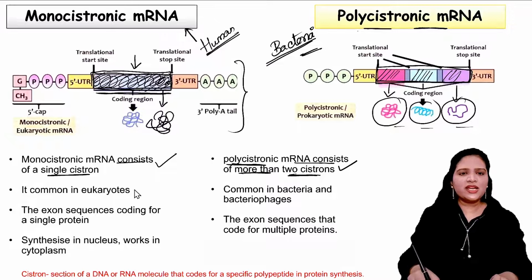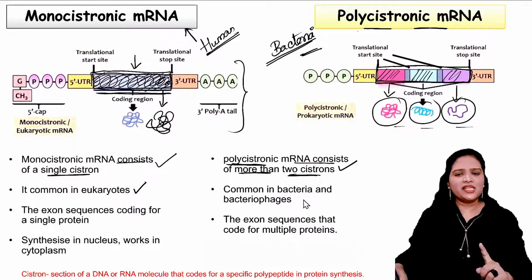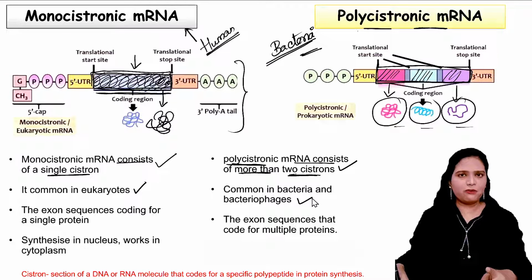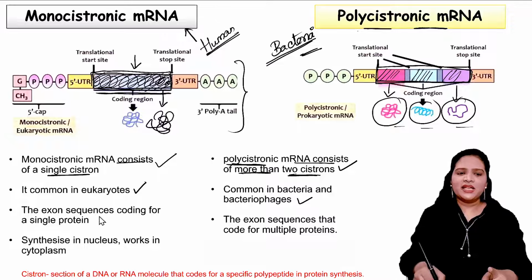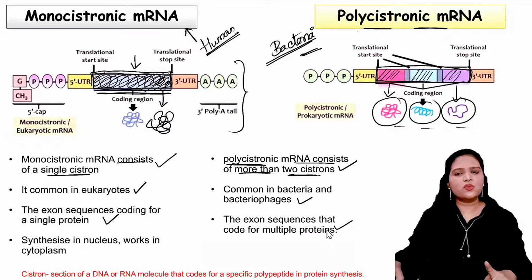So monocistronic mRNA is present in eukaryotes, whereas polycistronic mRNA is present in bacteria and some types of viruses which we call bacteriophages. Here it codes for only one type of protein, a single type of protein. Here it codes for multiple types of protein. Understand?